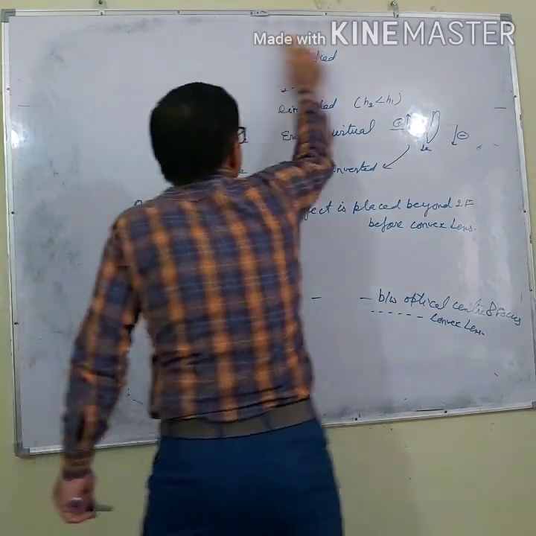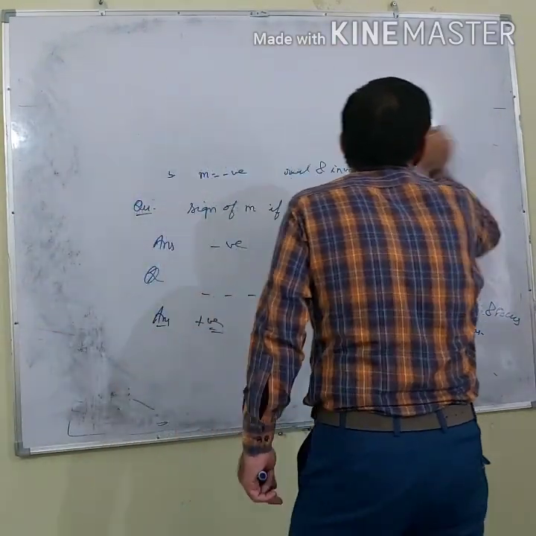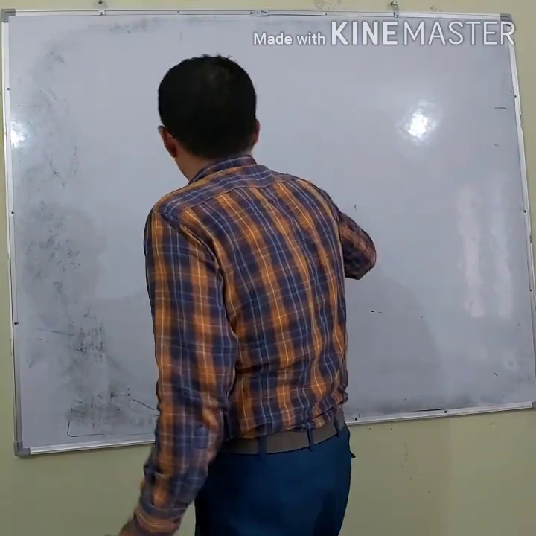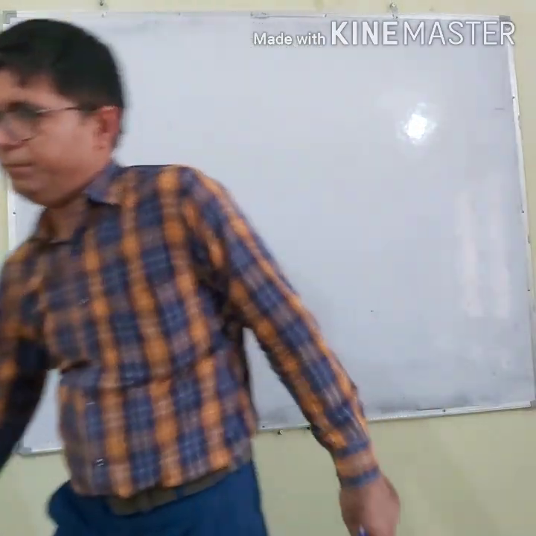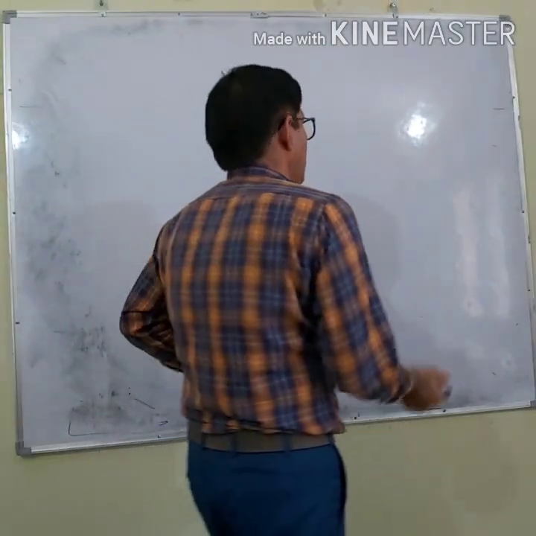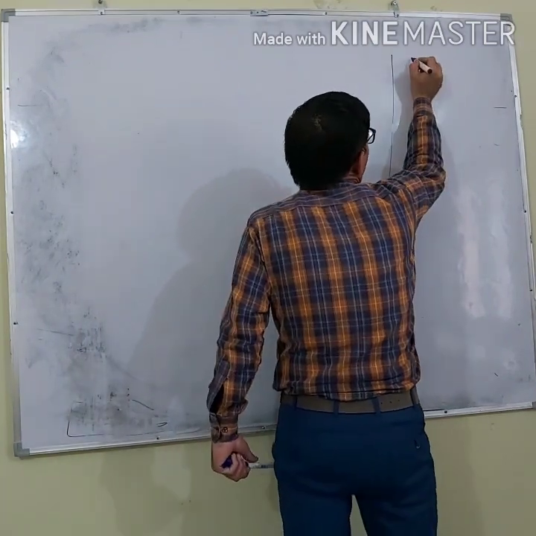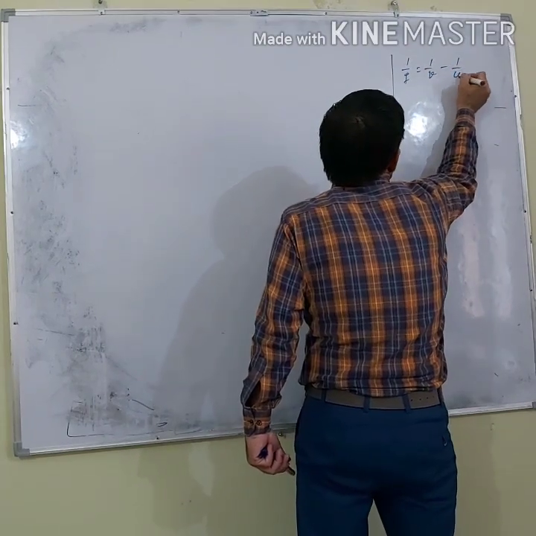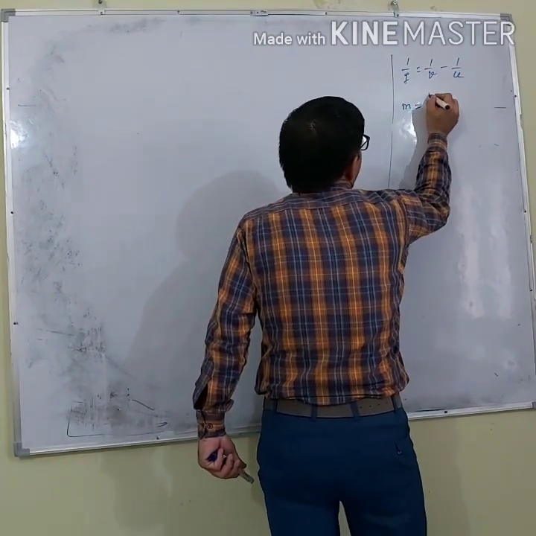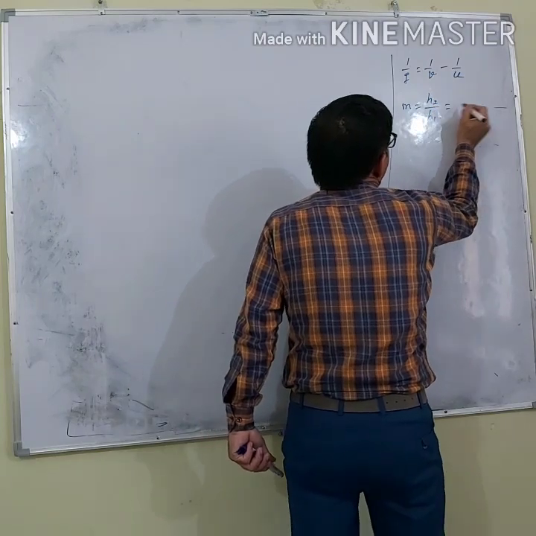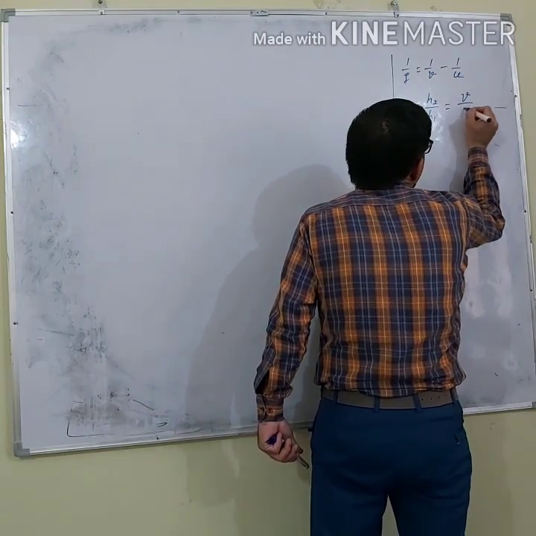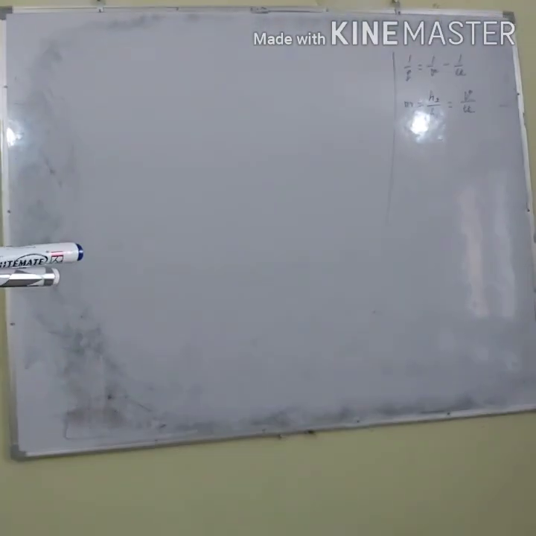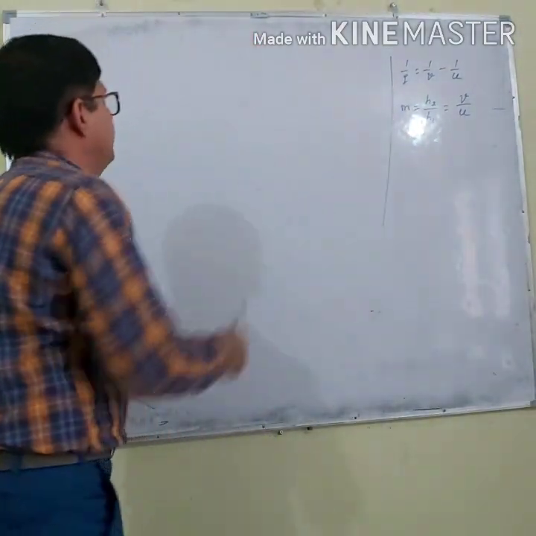Next, let's do some questions which are based on magnification. Now which formulas you should know? Lens formula: 1/f = 1/v - 1/u, and m = h2 divided by h1, equal to v divided by u. What is v? v is the image distance and u is the object distance.